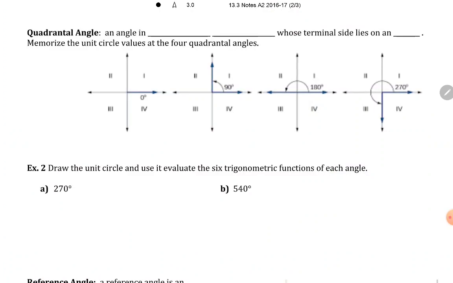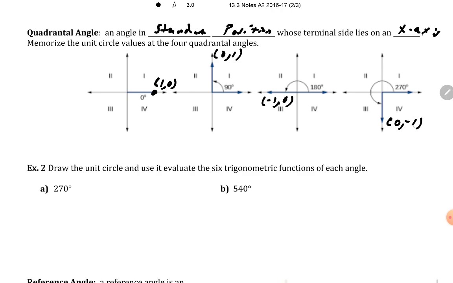A quadrantal angle is an angle in standard position whose terminal side lies on an axis. So 0 degrees is at (1, 0), right here. 90 degrees is at (0, 1). 180 is at (-1, 0). And 270 is at (0, -1).